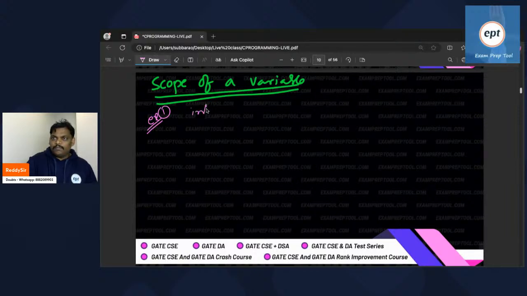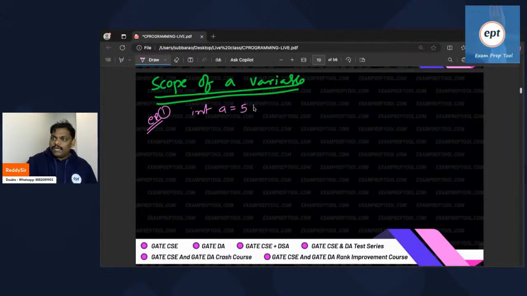Int a is equal to... This is the first topic which is required for C programming. If you can get this topic, you will get the other topics. So let me write now. Int a is equal to 5.